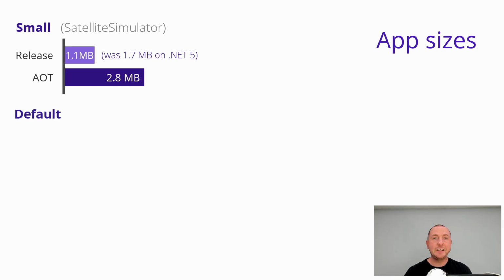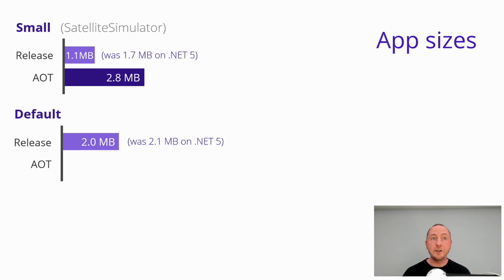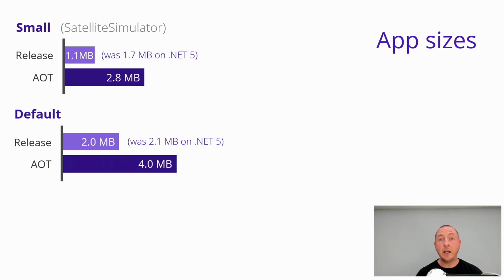Now, as for the default application that you get when you do a file new project, on .NET 6, that's 2 megabytes. It's slightly down from .NET 5. But, you know, it's still not that much smaller because we haven't stripped out loads of stuff by default because we assume you're trying to use it. If you do an AOT build of that, it will come in at 4 megabytes. So it is doubled there. It's faster, but it's bigger.